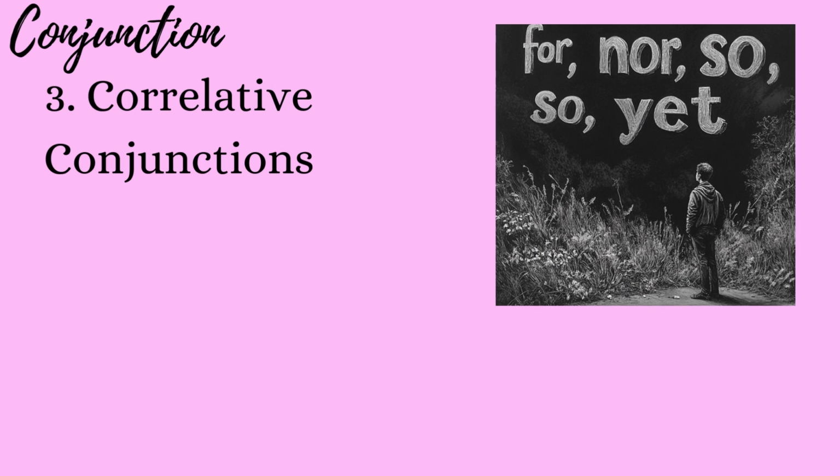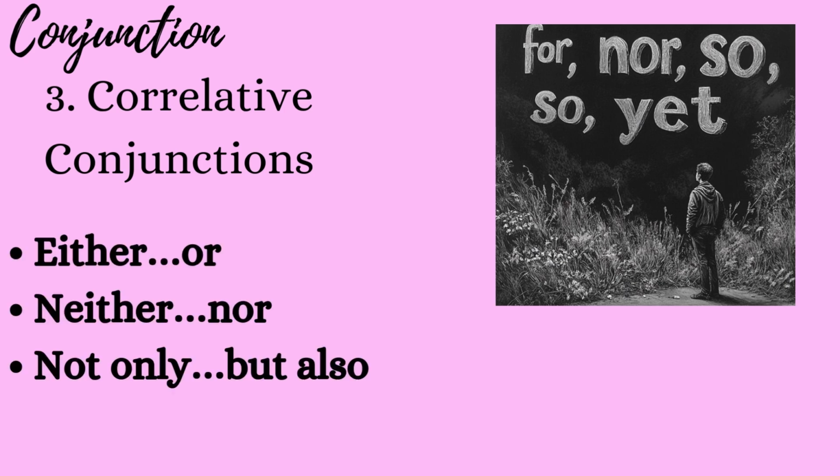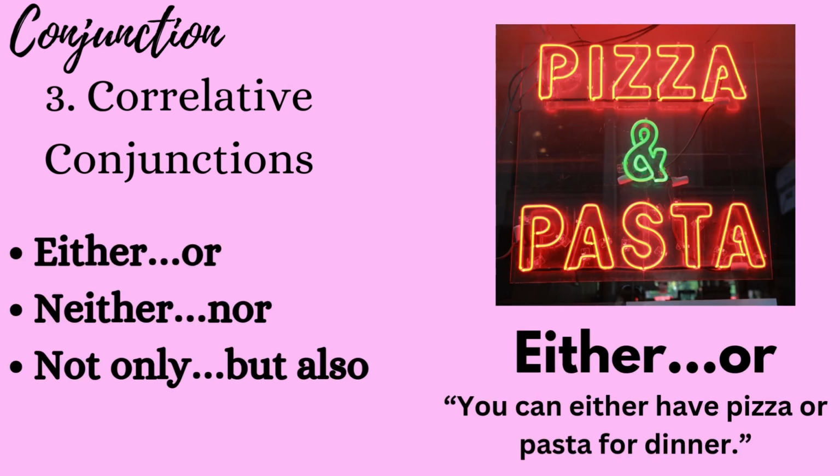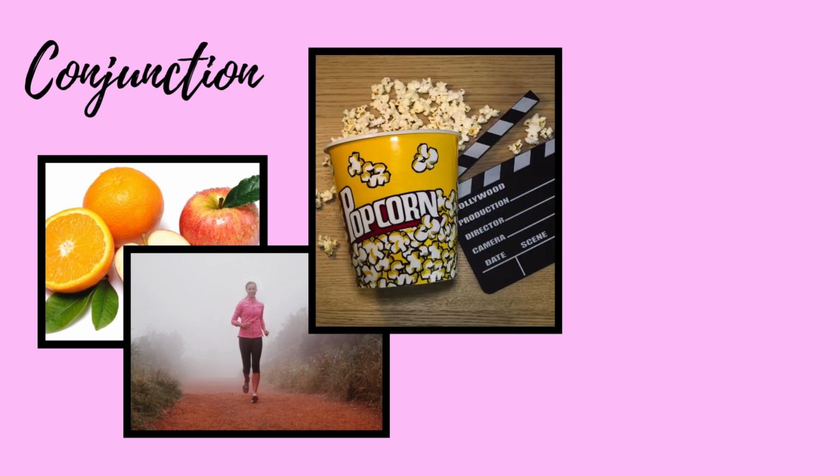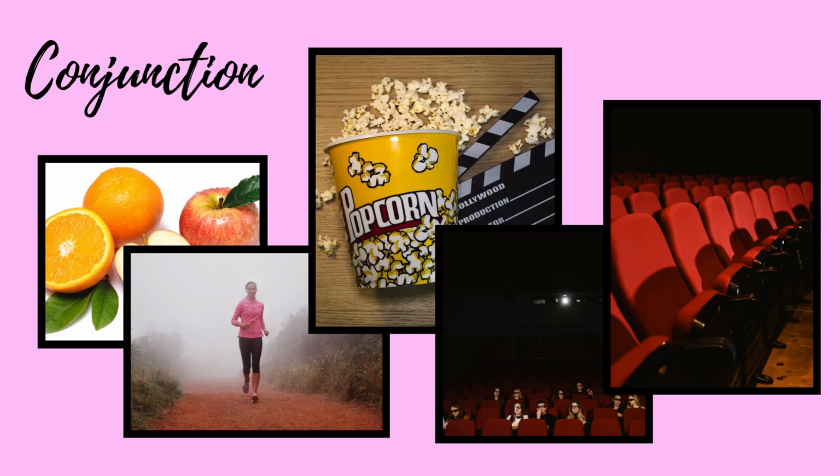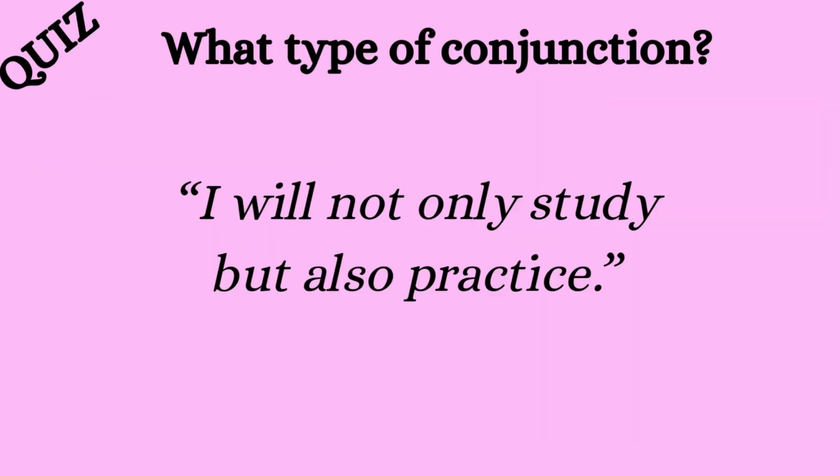Next, correlative conjunctions. These come in pairs and work together to connect related ideas. For example, "You can either have pizza or pasta for dinner." Here, either and or connects two choices, pizza and pasta. In short, conjunctions like and, but, and or make our ideas flow smoothly from one to the next. Without them, our speech would feel choppy and disconnected. In this sentence, "I will not only study but also practice," can you find the conjunction?